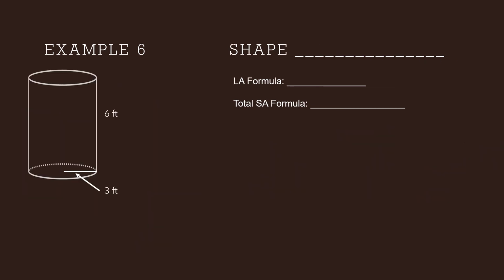Last one, we got another cylinder. It's just like the same one before. 2 pi r h. So it's 2 times pi times my radius 3 times the height 6. So that gives me 36 pi. I'm just going to leave this one in terms of pi.